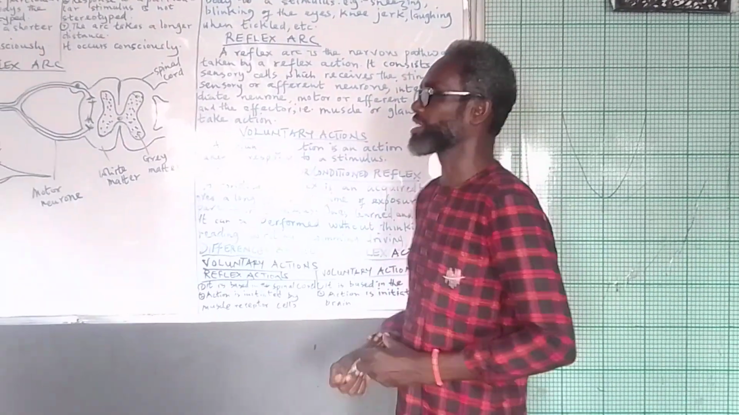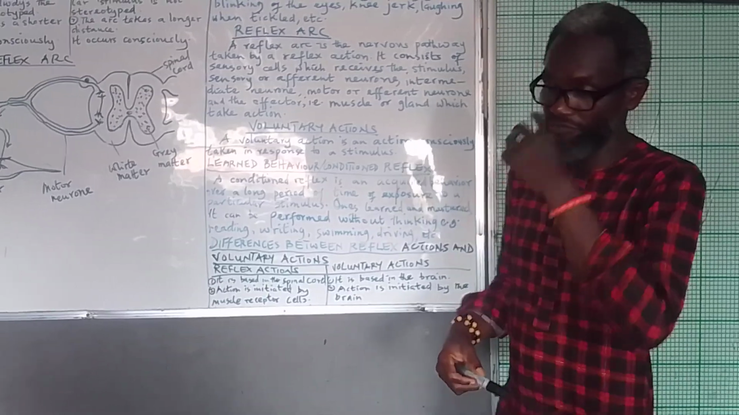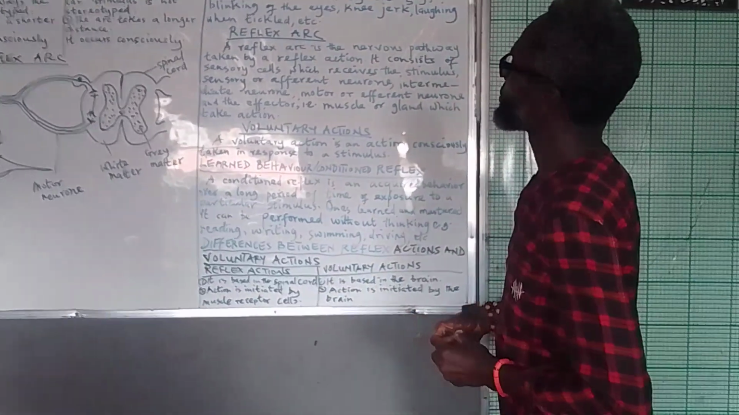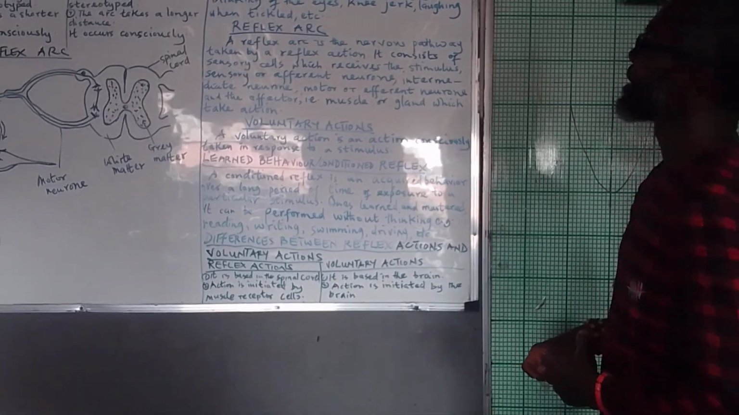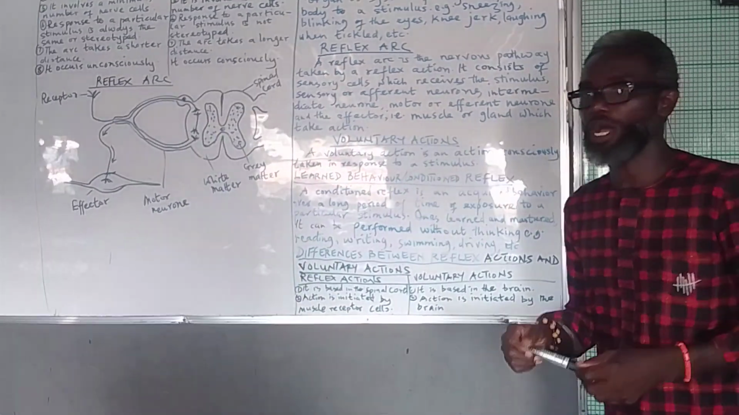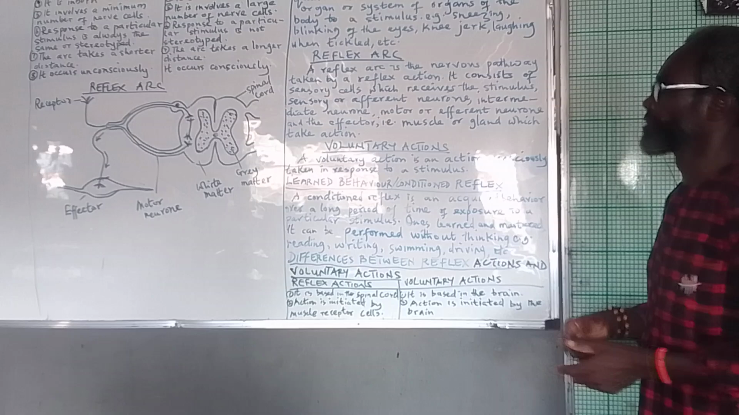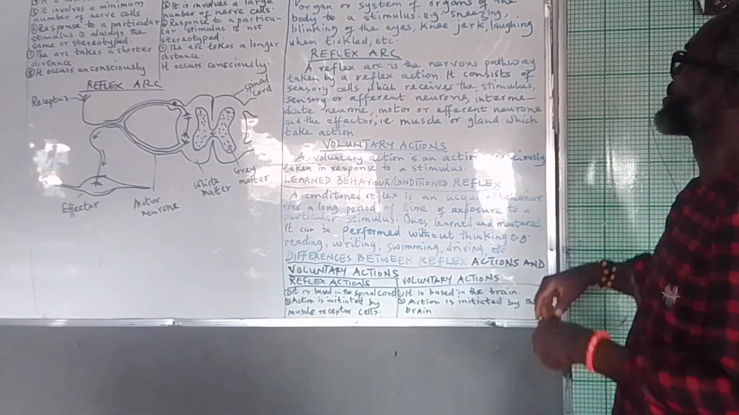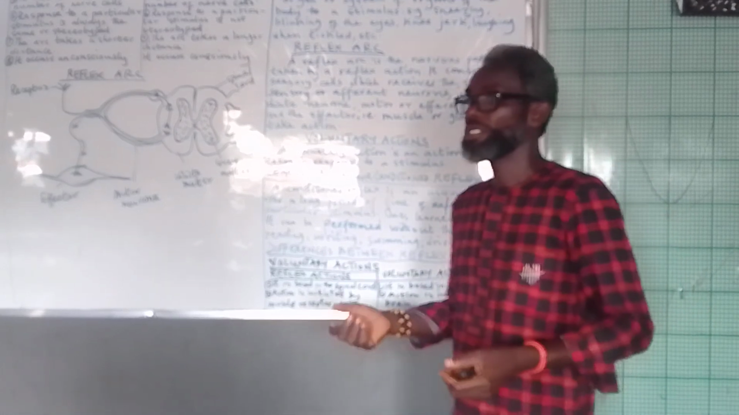The reflex action in our biology class. So what do we mean by a reflex action? Reflex action is also called involuntary action. It's a quick and automatic response by an organ or system of organs to a stimulus. For example, sneezing. You cannot control sneezing.